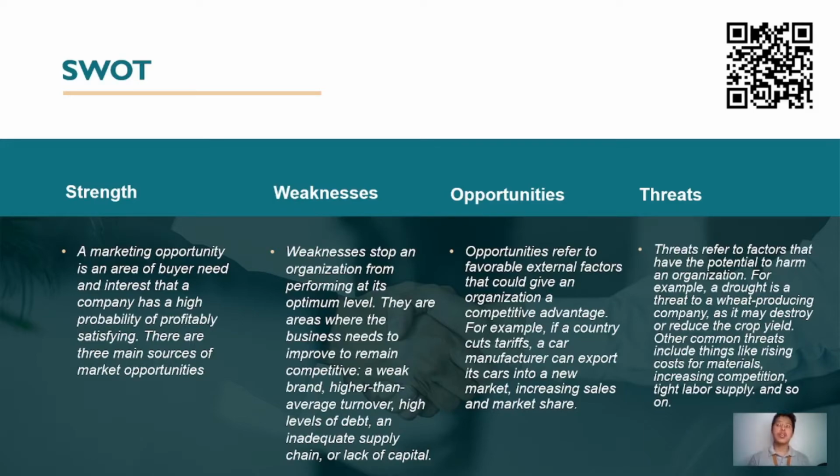Then we have what we call threats. Threats refer to the factors that have potential to harm an organization. For example, a drought is a threat to a wheat producing company as it may destroy or reduce crop yields. Other common threats include things like rising cost of materials, increasing competition, tight labor supply, and so on.